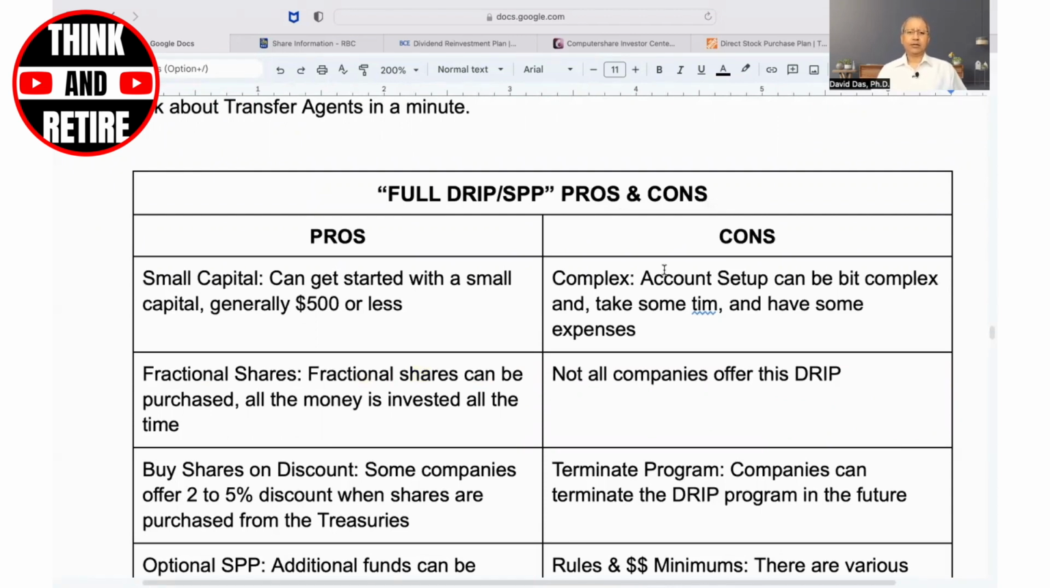So for the pros, we can get started with this very small capital. Sometimes you can actually get started with $500. The fractional shares will be allowed, so all your money is reinvested.